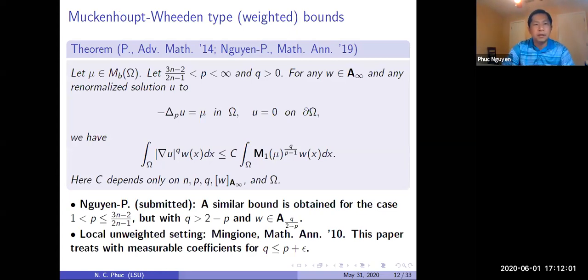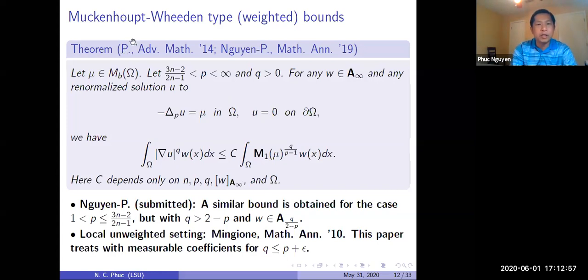So the first result is the Muckenhoupt-Wheeden type bound, the weighted type bound. This is your work with Quoc-Hung. Suppose that mu is a finite measure in the bounded domain omega, and p is bigger than (3n minus 2) over (2n minus 1). q is a number bigger than 0. Then for any A-infinity weight w, and for any renormalized solution u to this problem, you can control the derivative of u in the L^q norm with respect to the weight w by the fractional maximal function of order 1 of mu with respect to this weight.